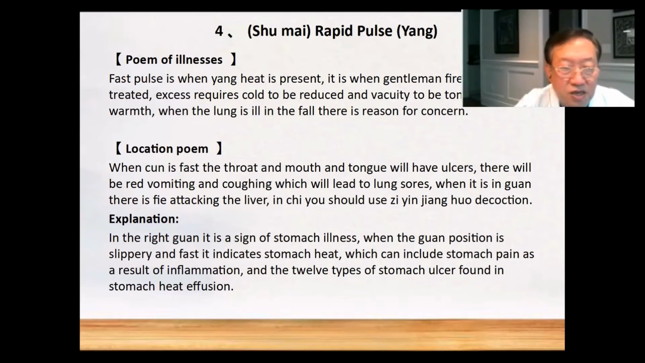Location poem. When Cun is fast, the throat and mouth and tongue will have ulcers. There will be red vomiting and coughing, which will lead to lung sores. When it's in Guan, there is fire attacking the liver. In Chi, you should use Ziyin Jiang Huo decoction. Explanation: in the right Guan, it's a sign of stomach illness. When the Guan position is slippery and fast, it indicates stomach heat, which can include stomach pain as a result of inflammation, and the 12 types of stomach ulcer found in stomach heat effusion.